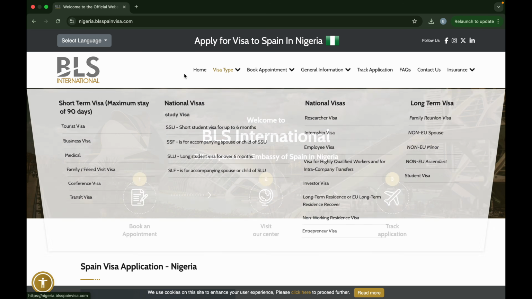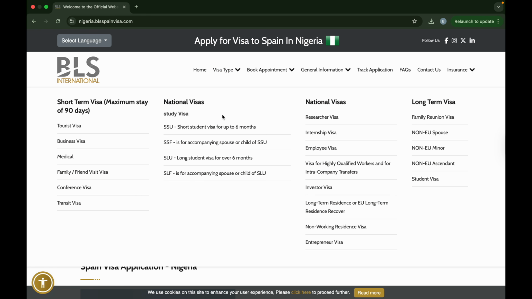You have all descriptions of several visa types. Short-term visa is where we have our concern. You have tourist visa, which is what I'll be putting you through on how you can apply. Notes: you have the business visa, medical visa, family friend visit visa, conference visa, transit visa, short-term student visa, research visa, internship visa, employee visa, and so on and so forth.